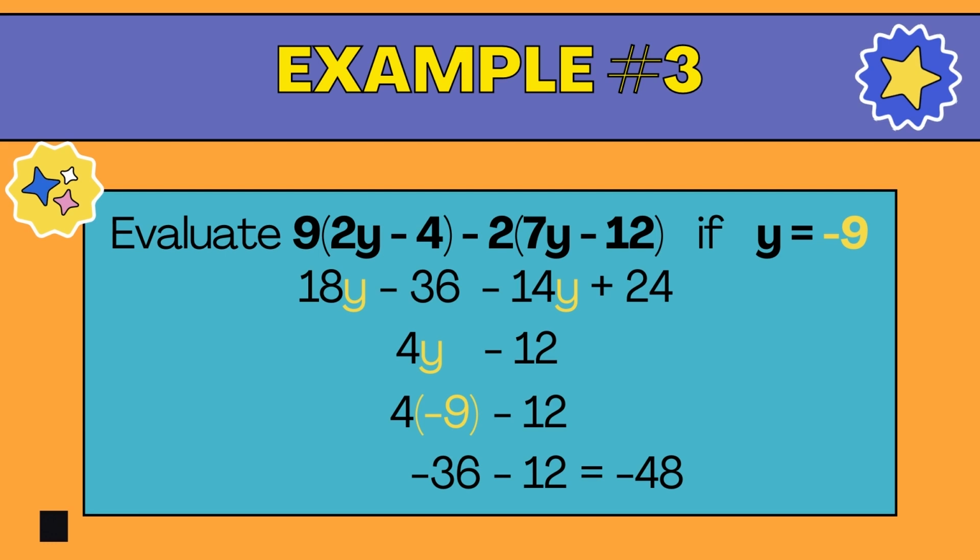Finally, we have evaluated the expression 9 times the quantity of 2y minus 4 minus 2 times the quantity of 7y minus 12 if y equals negative 9. That expression equals negative 48 when y equals negative 9. Notice it was really simple as long as you simplified the expression first. If we were to try to substitute in the negative 9 before we simplified, it would have made for a lot bigger numbers and made the whole thing a lot more difficult. So simplify first and then substitute in your values.